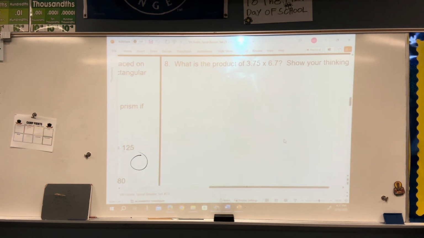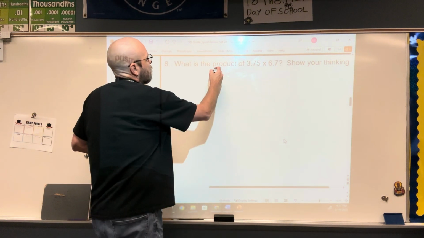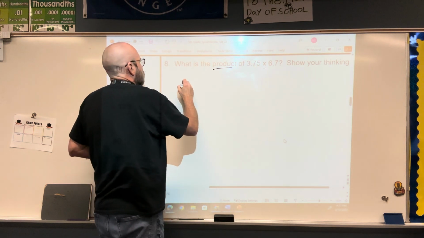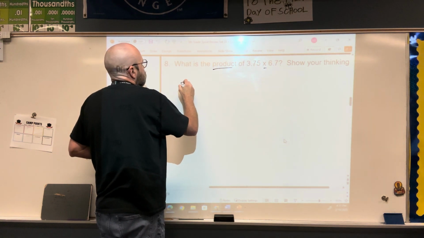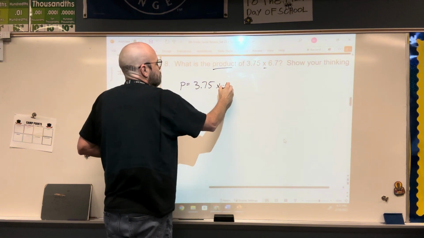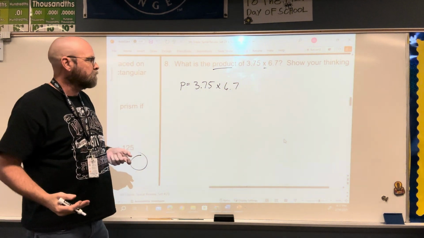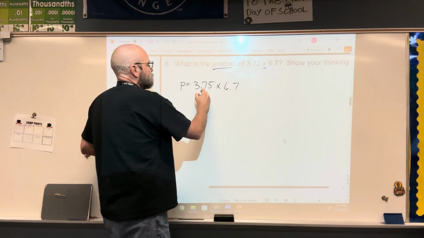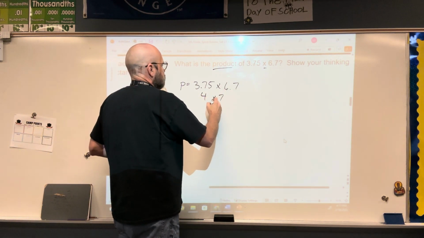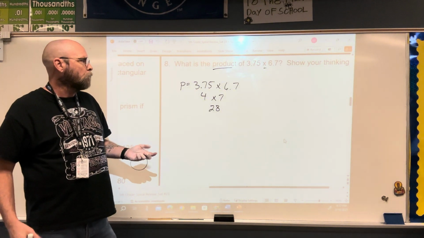What is the product of 3 7/75 times 6 7/10? Show your thinking. Well, product means I multiply. So I have, let's say, the product equals 3 7/75 times 6 7/10. I want to estimate, especially when I have decimals, it helps me out a lot. So if I change this to 4 times 7, my estimate is going to be 28. So my answer is somewhere around 28.